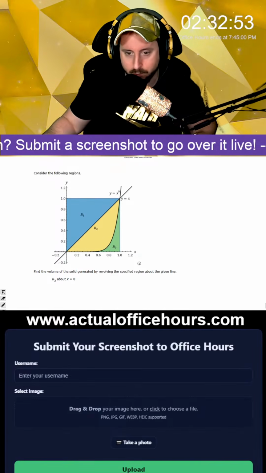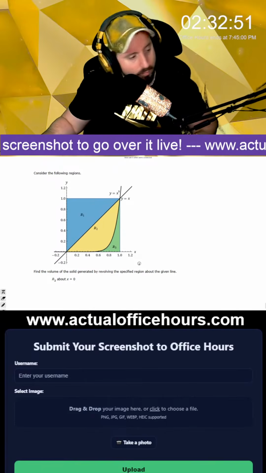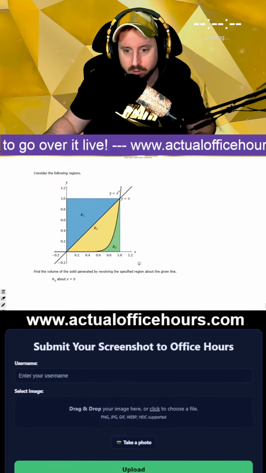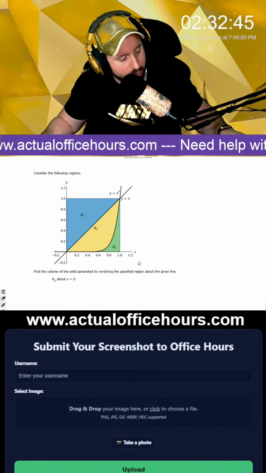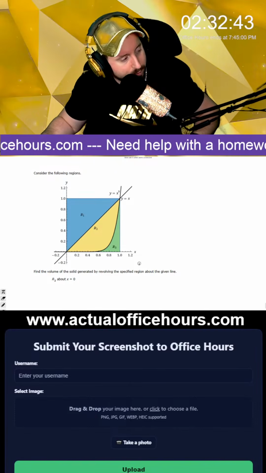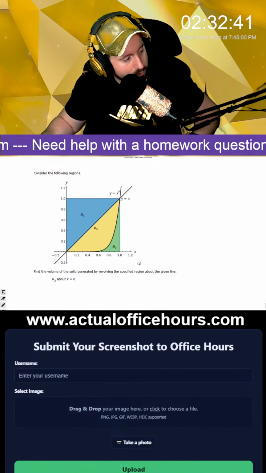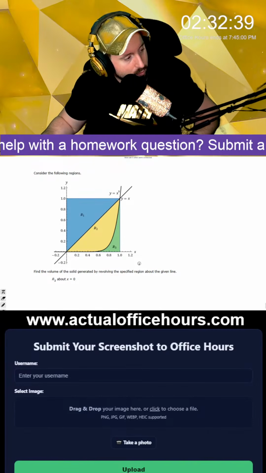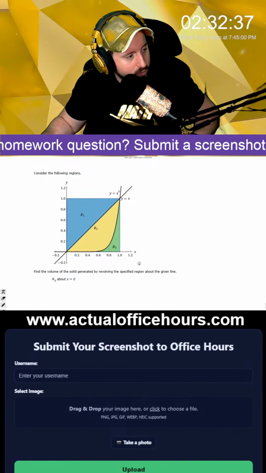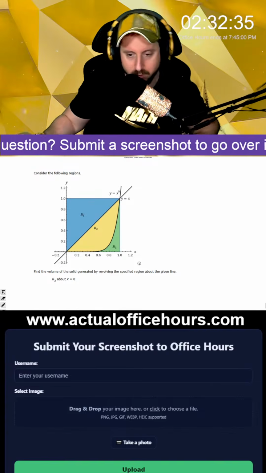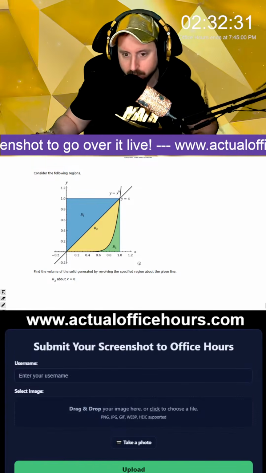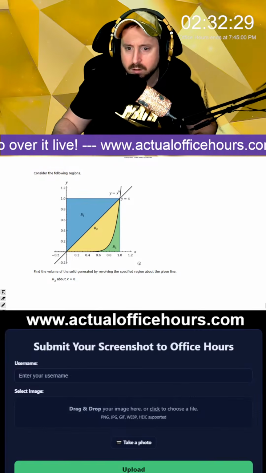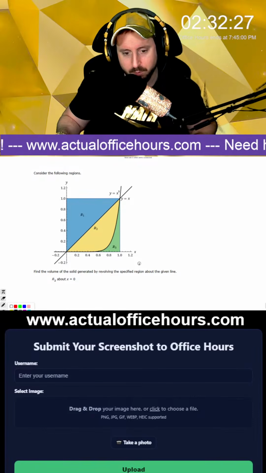Consider the following regions. Find the volume of the solid obtained by revolving the region around the given line, x equals 0. Oh, so this is a vertical one. I can see why this is going to give you trouble. I do it as the last example in my little tutorial. Okay, so let's talk about this. You have to invert the variables.